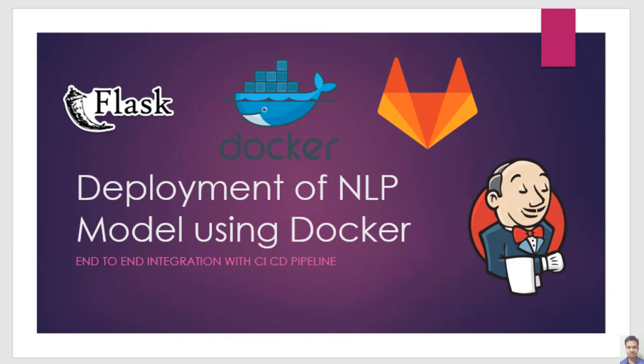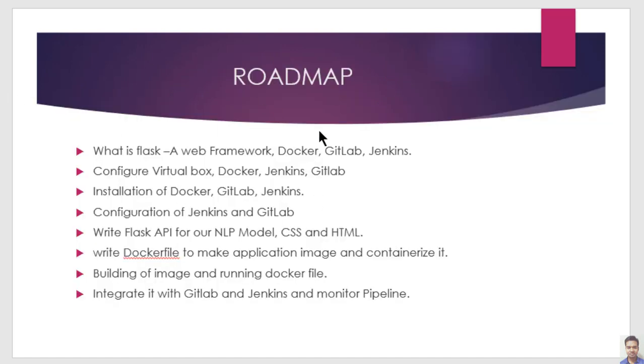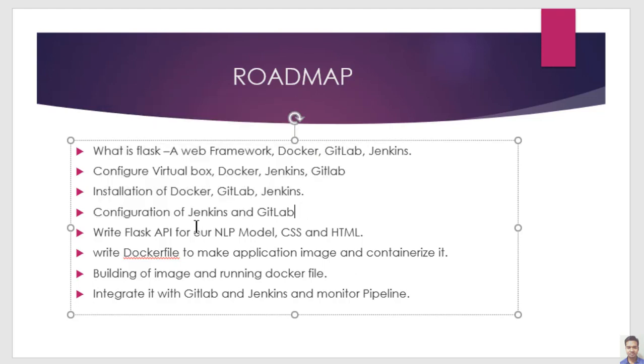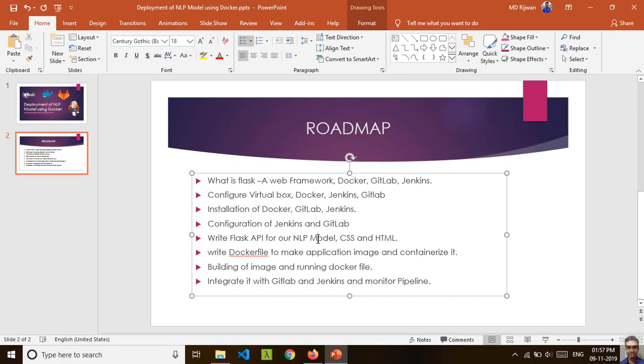So how are we going to do it? Let's quickly go to the roadmap that we have designed. We'll have a quick recap of the previous video, which I'll link in the description. Go and check it out: what Flask, Docker, GitLab, and Jenkins are, how to install them, and after that configure them. When all your environments are ready, we'll write our Flask API for our NLP model, CSS and HTML. This will be the main agenda of this video.